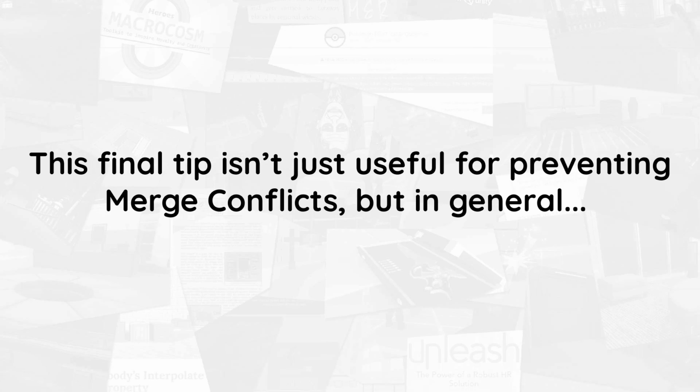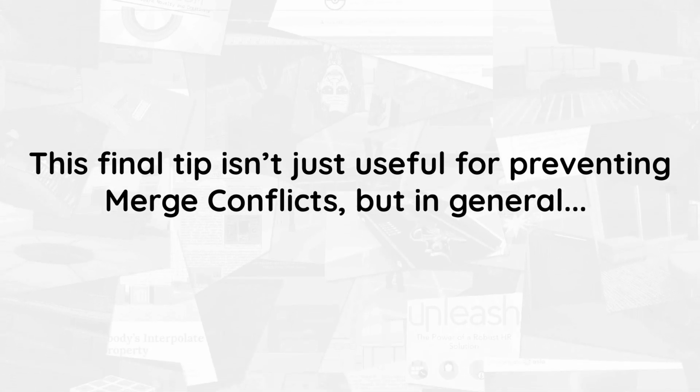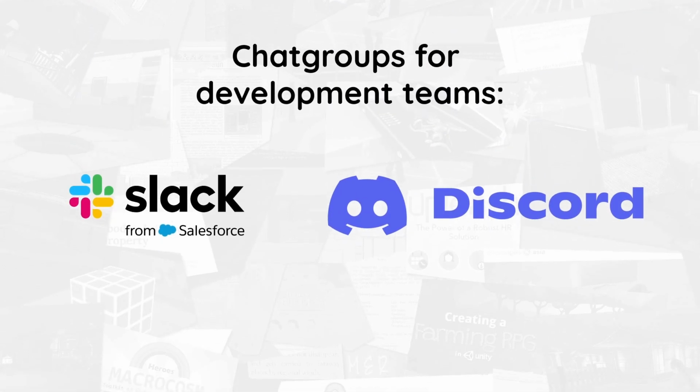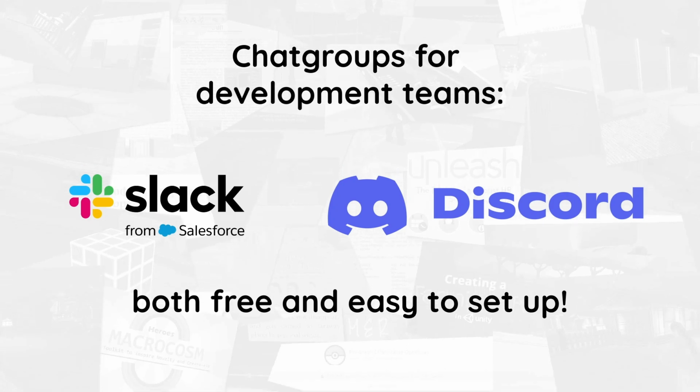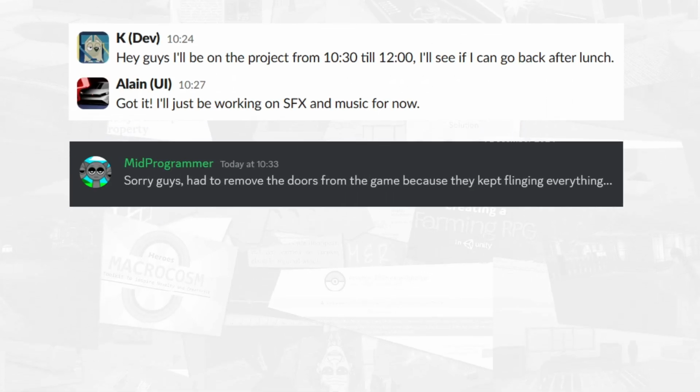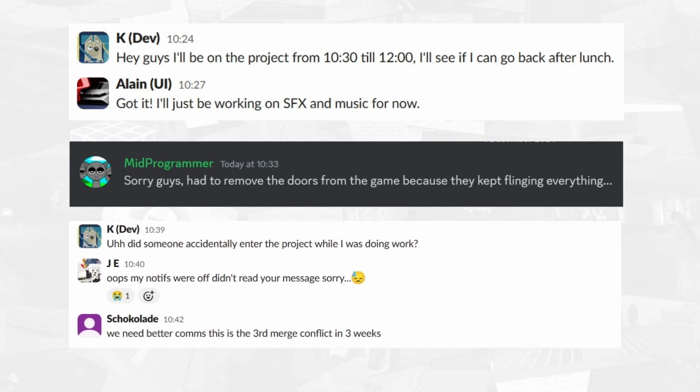This final tip isn't just useful for preventing merge conflicts, but useful as a whole, and that's having good communication with your teammates. You and your teammates can use chat groups like Slack or Discord to coordinate your work and avoid running into merge conflicts. From there, you can inform your teammates about when you're working on the project, tell them about the files you're changing, and if your team is unlucky enough to run into a merge conflict, discuss what parts of the files you all want to keep or discard.